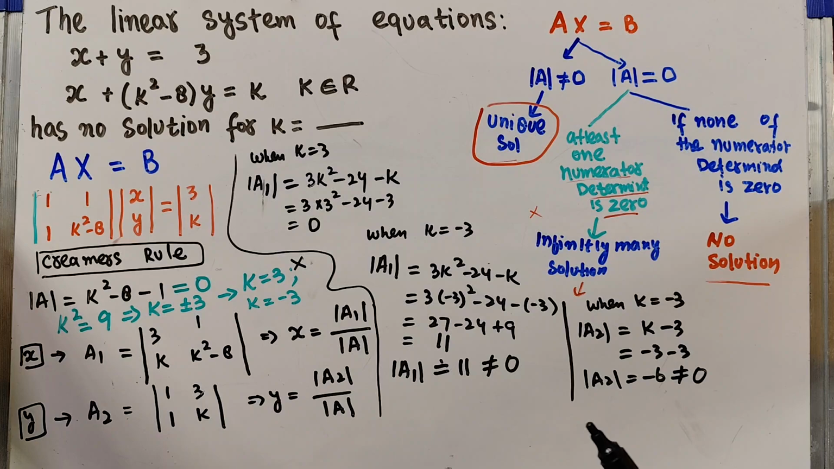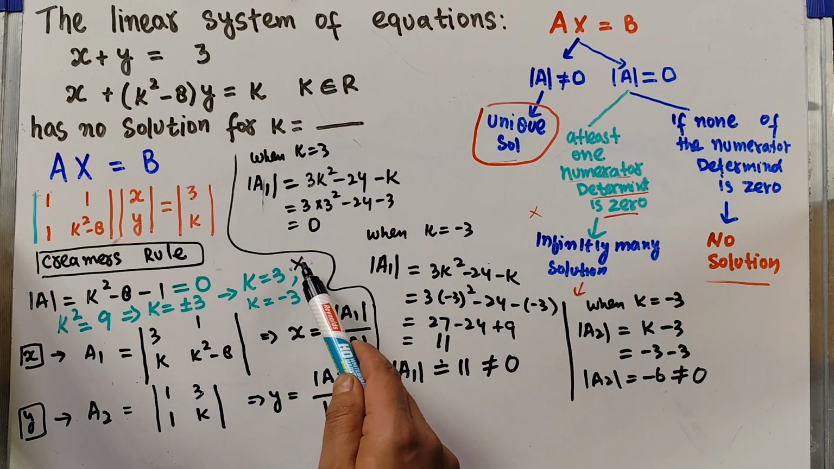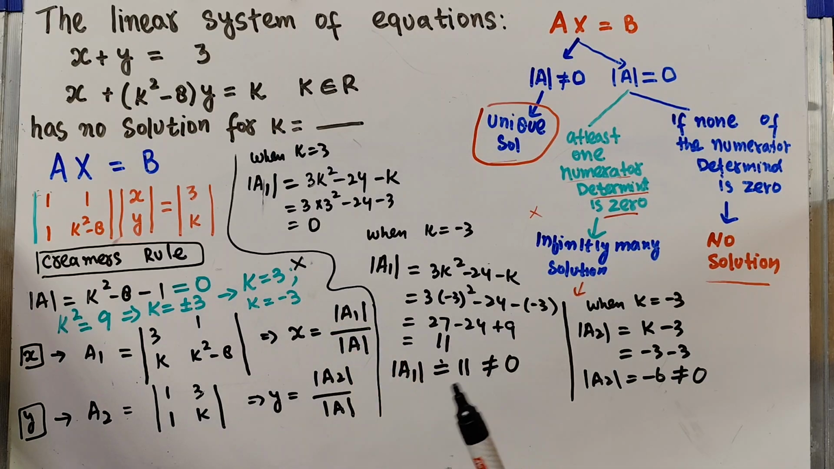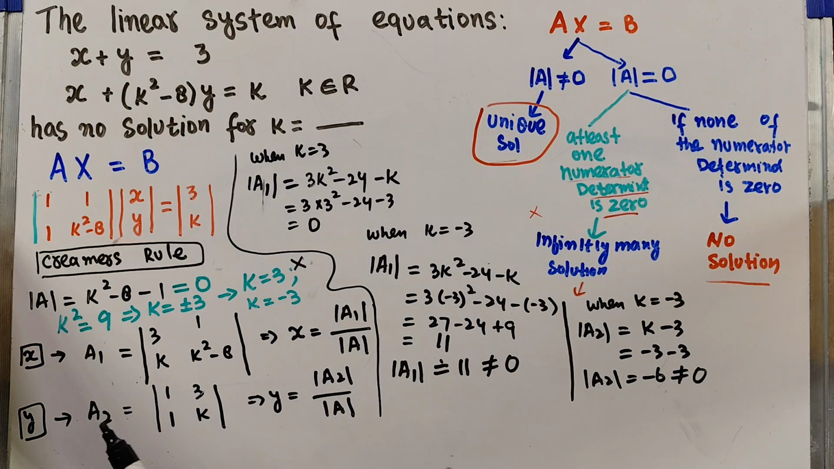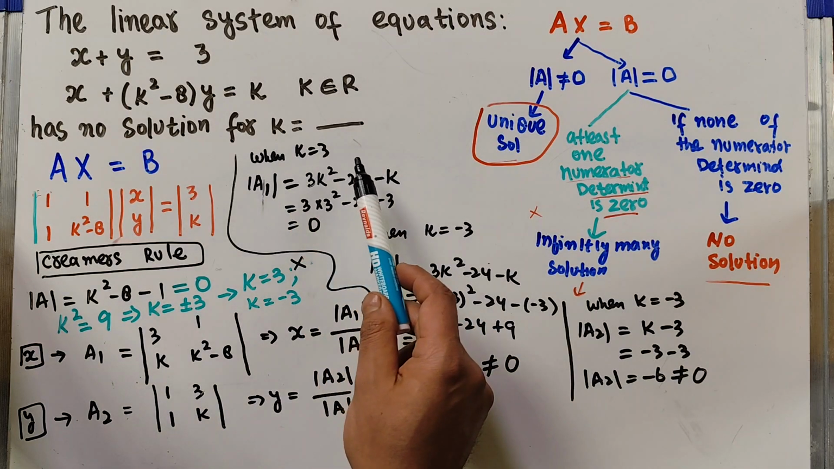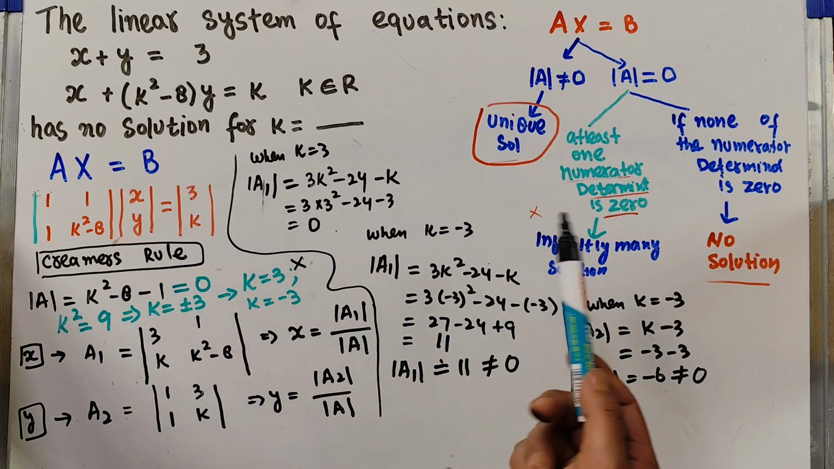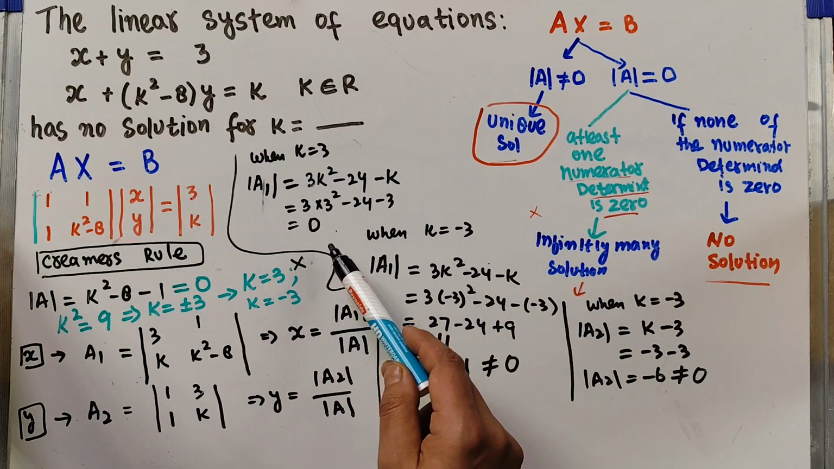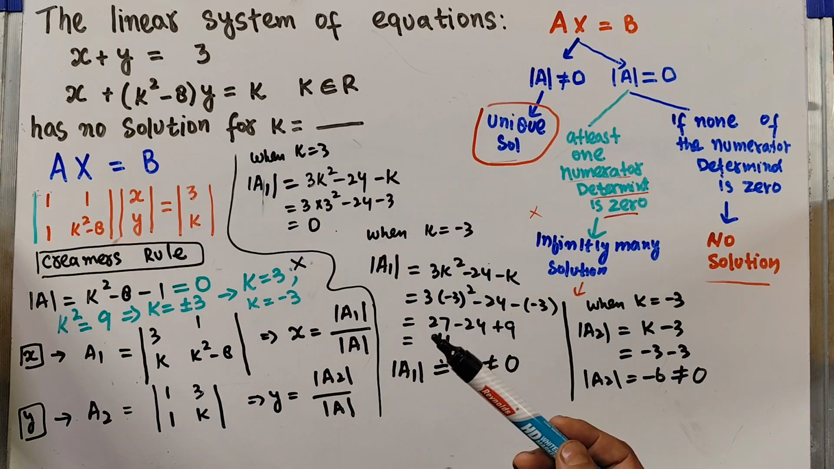That implies, first thing is we set the coefficient matrix determinant equal to 0, and here we got two values for k, that is k is equal to 3 and minus 3. And now to check which of these two values of k gives us no solution, we have to form the new matrices a1 and a2 and take their determinants. When k is equal to 3, the numerator determinant a1 comes out to be 0. So at least one of the numerator determinants is 0, so it will give us infinitely many solutions. So this is not our headache. We need to find out when it will give us no solution.